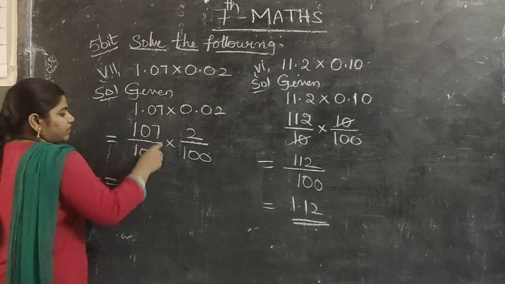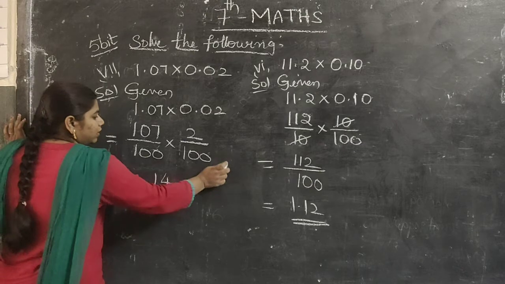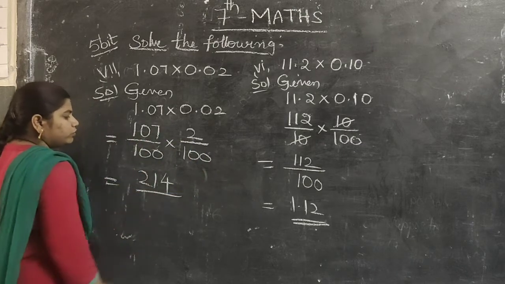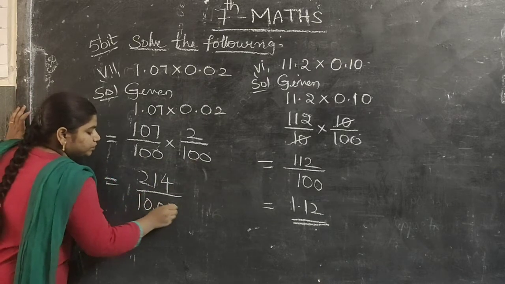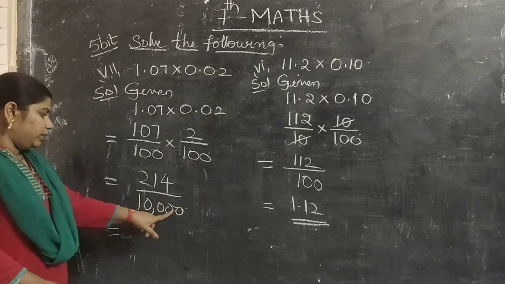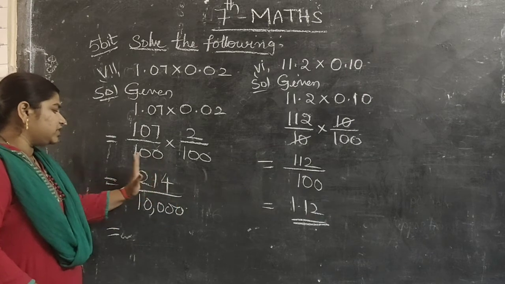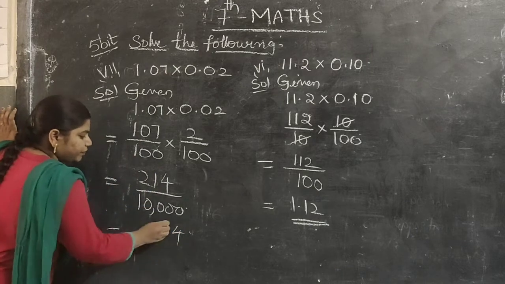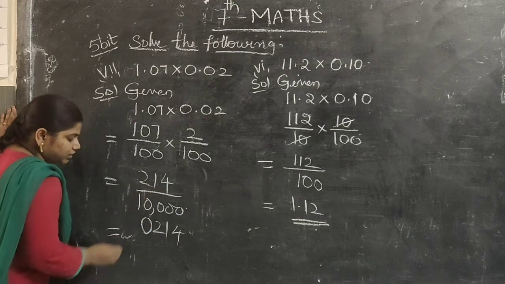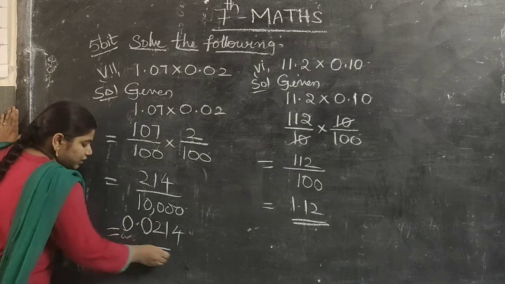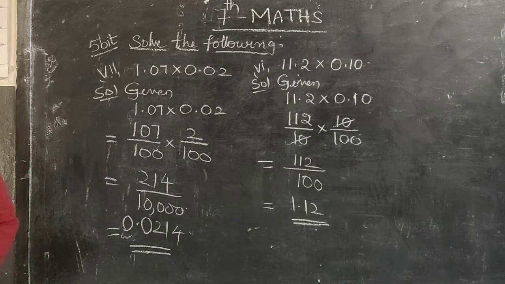So it will be 2 sevens are 14, 2 zeros are 0, 0 plus 1 will be 1. Next 2 ones are 2, that is 214 by 100 into 100 will be 10,000. So now in denominator you are having 4 zeros. That means if you want to remove this denominator, after 4 digits you will get a point. So first digit, second digit, third digit, fourth digit you don't have anything, so I am taking it as 0.0. So what is the result here? 0.0214. Next 3 bits you write as homework.